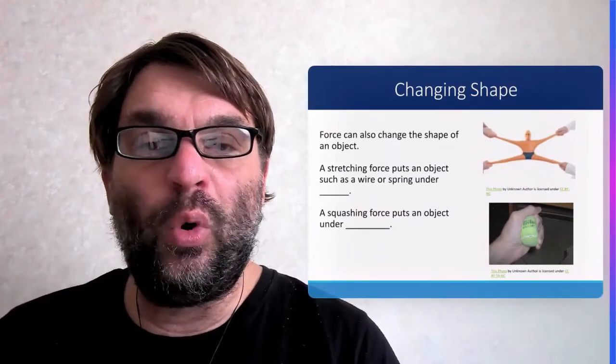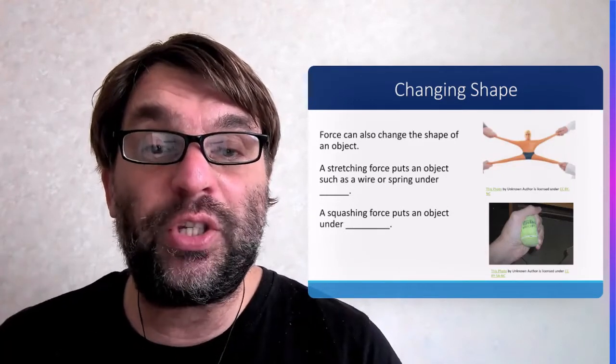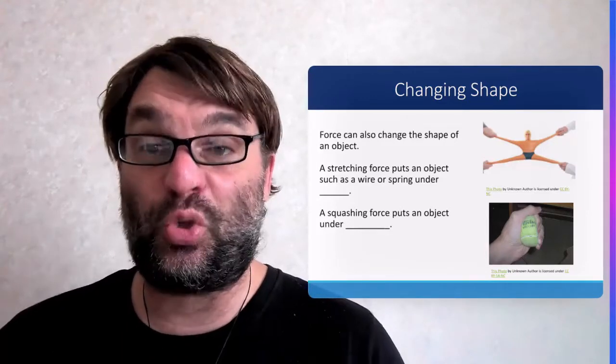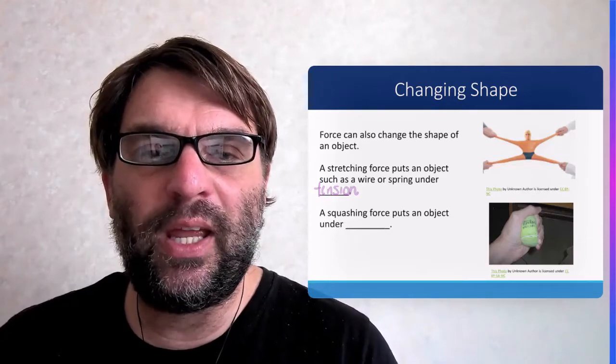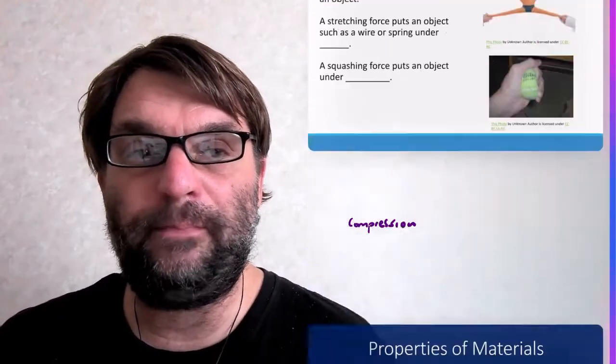So in terms of forces and changing shapes of objects, if you apply a stretching force on Mr. Stretchy Man, for example, here, then you will say that Mr. Stretchy Man is under tension. Whereas this tennis ball here is being squashed, the object would be under compression.